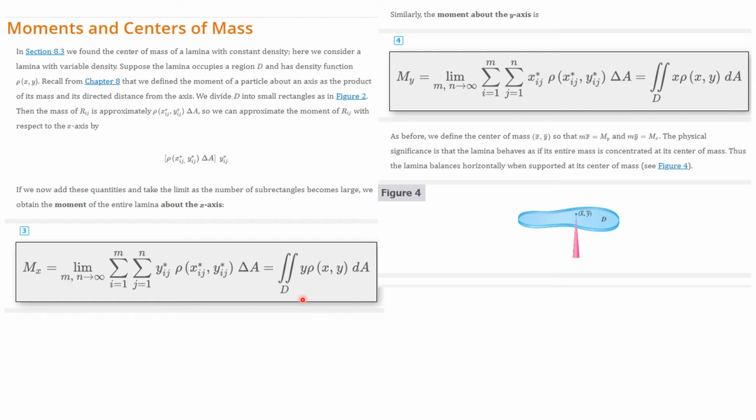Similarly, the moment about the y-axis is given by the double integral over the region D of x times rho of x, y dA. And as before, the importance of the center of mass, which is often called x bar, y bar, is that it gives you the point at which, if you put it on a very sharp pencil, you could balance it, because the moments in the x and y directions are equal, so it can balance there exactly.